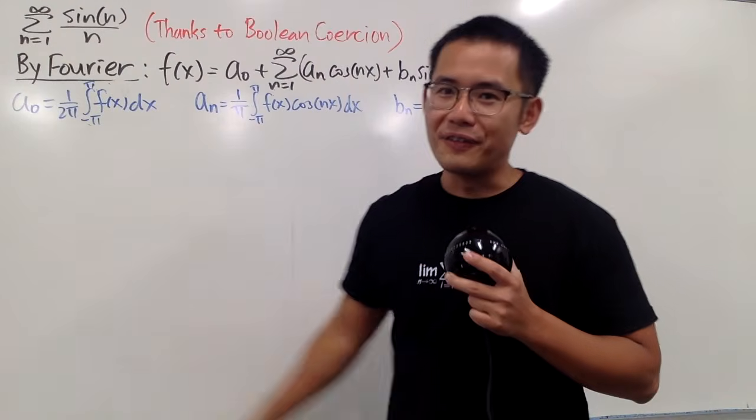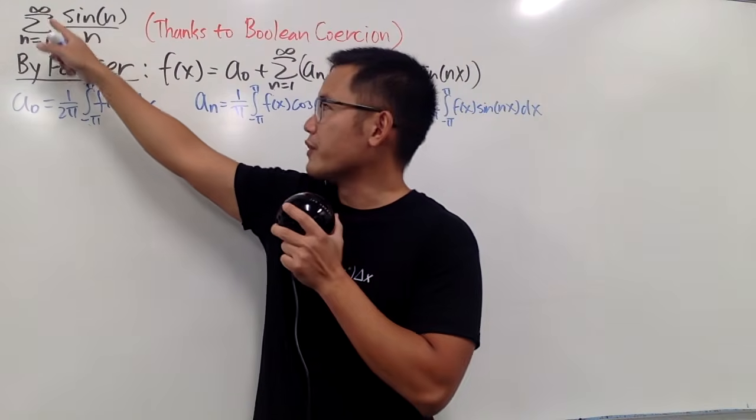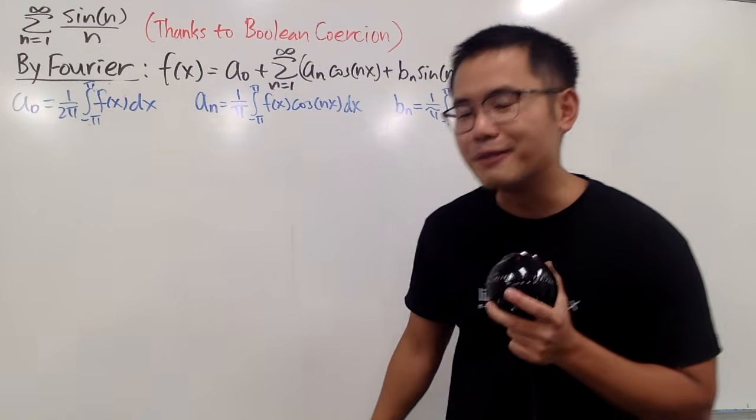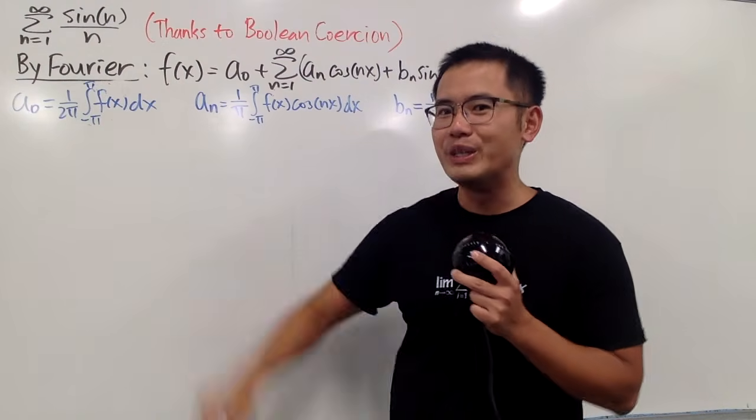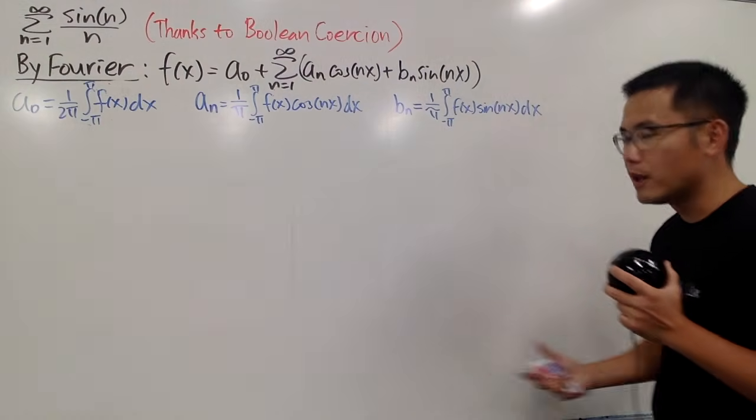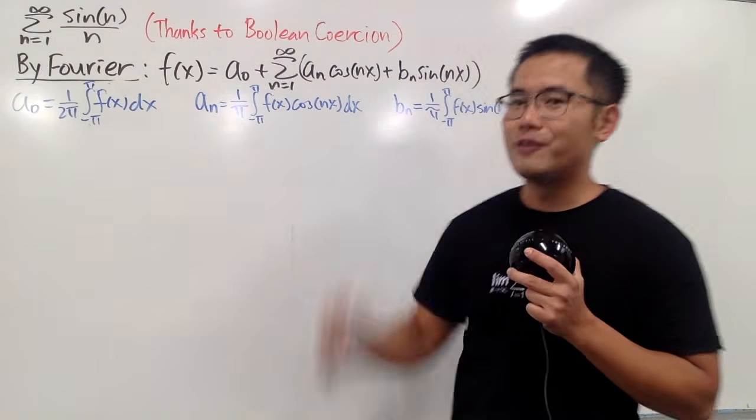Okay, let's do some math for fun. Here we are going to calculate the sum as n goes from 1 to infinity of sin n over n again. But this time we'll be using the Fourier series for this. However, I didn't come up with the following solution. I want to thank Boolean for the solution.